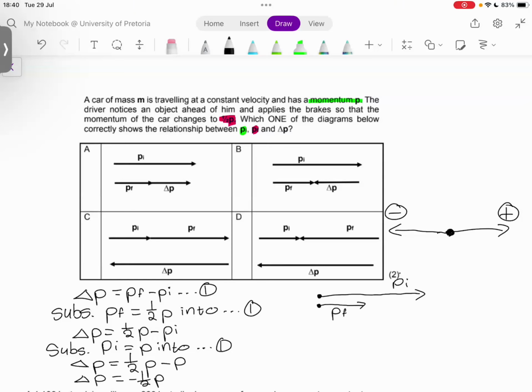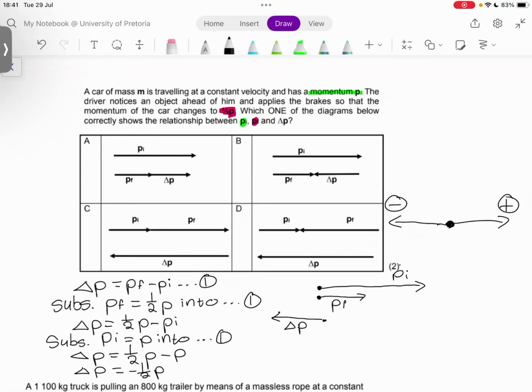We could draw delta P as this, which is half of the length of PI, but we could also draw it as this over here, where we have PI there, we have PF over here, and we have delta P over there. And this matches our answer B.